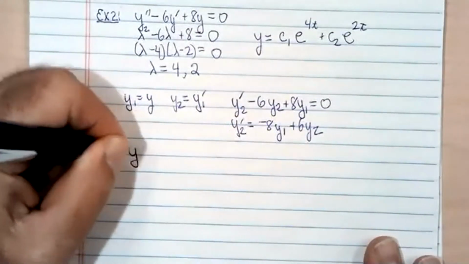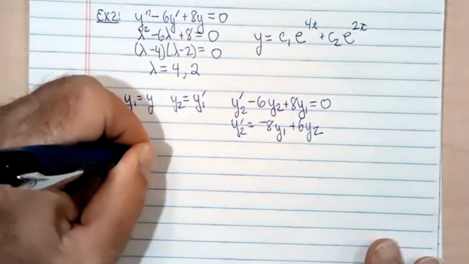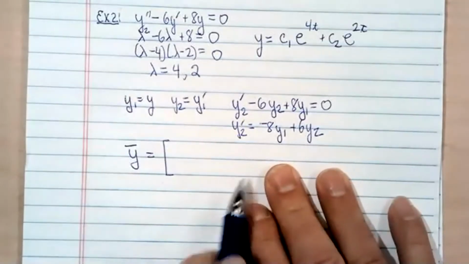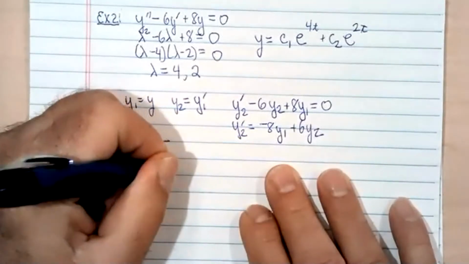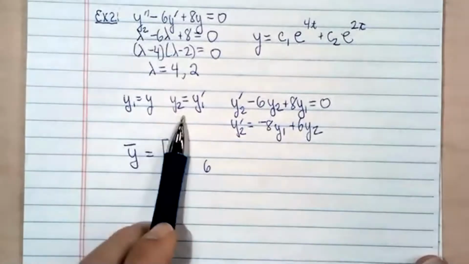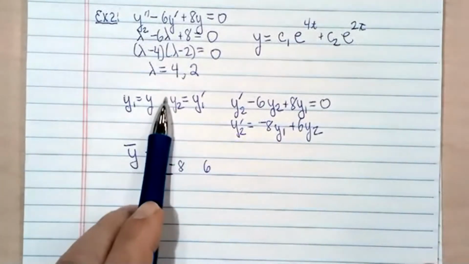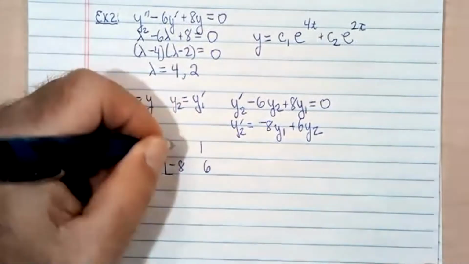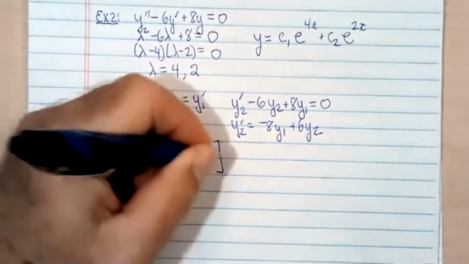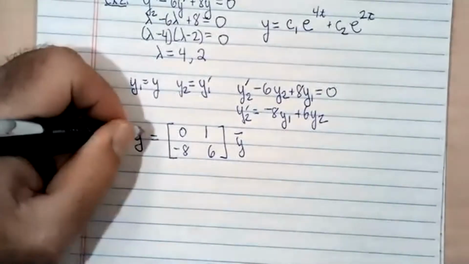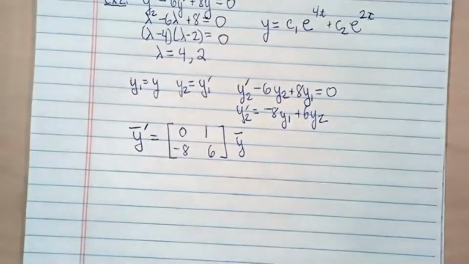So vector function y prime is equal to this matrix times y. Okay, I can get the bottom row easily. It's minus 8 and 6. In the top row, I need to be a little bit careful. This is a coefficient of 1, but it's on y2, not on y1. So I get a 1 here and a 0 here. And once again, I forgot the prime. Really need that.